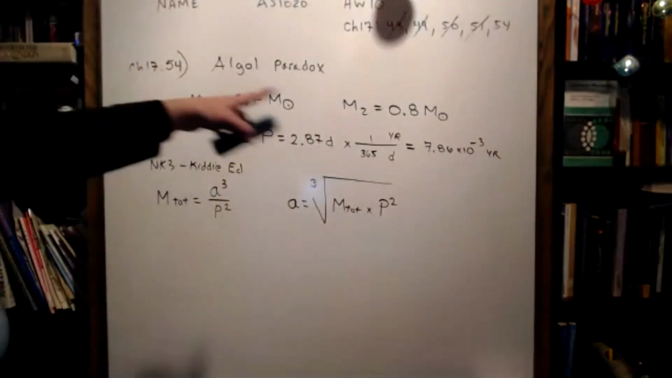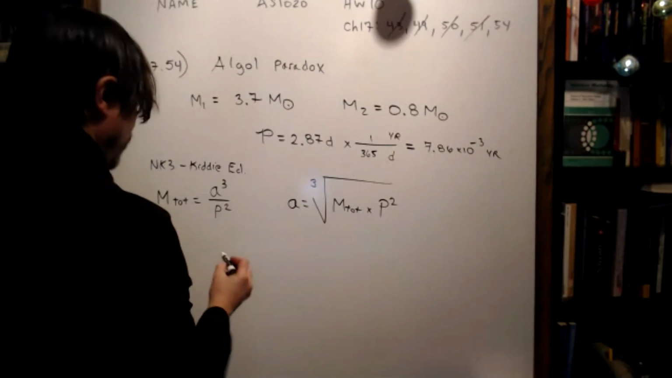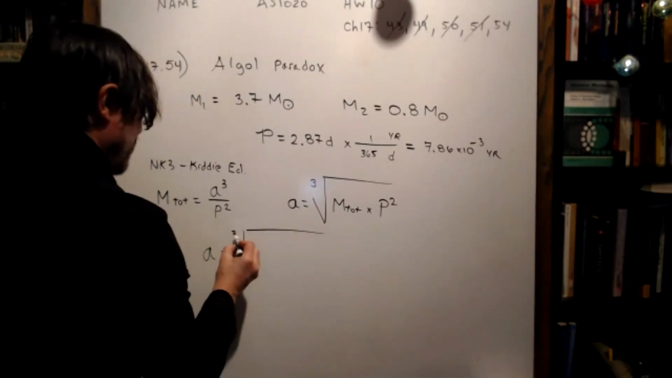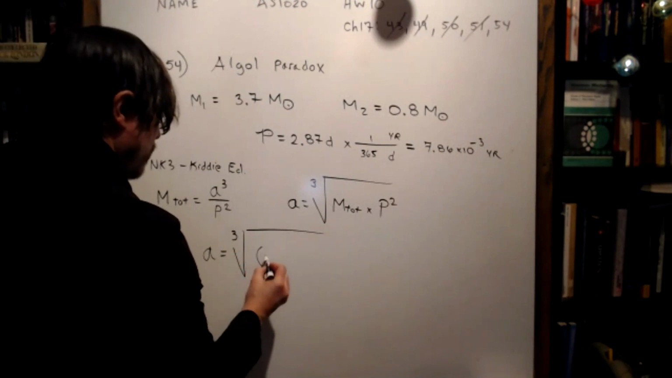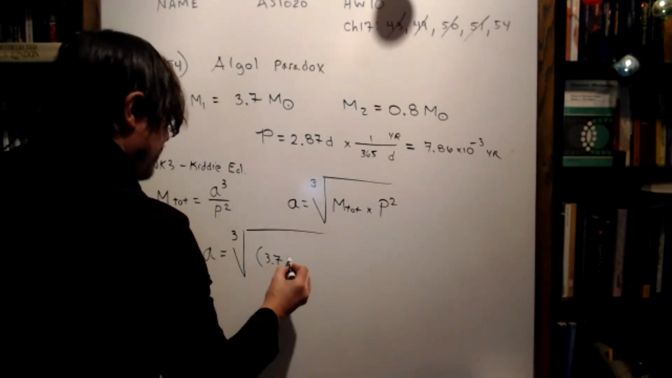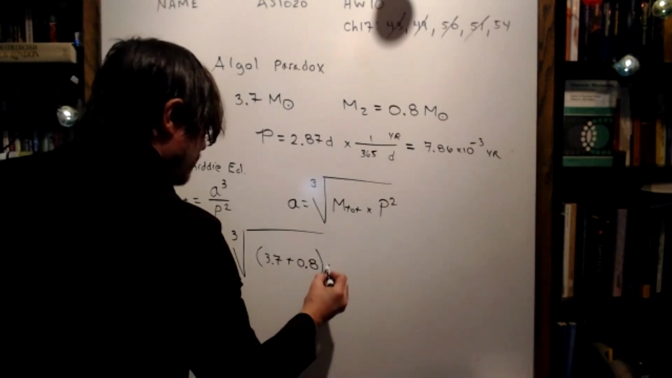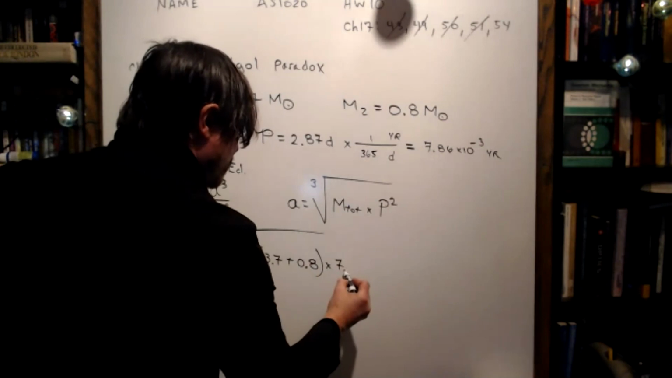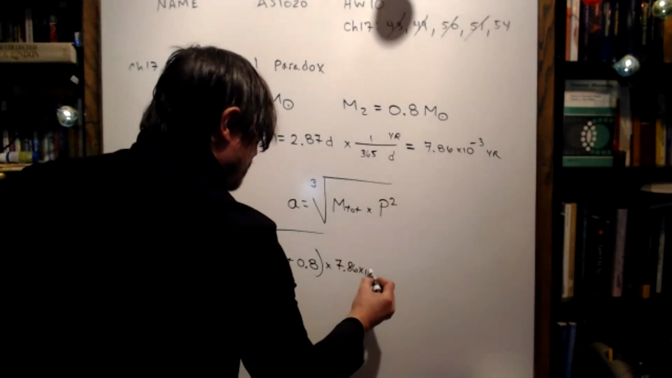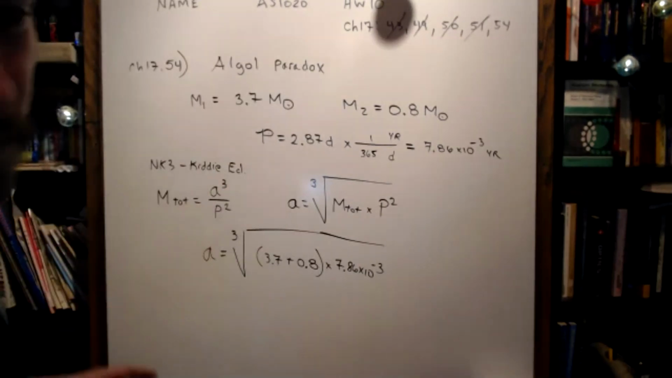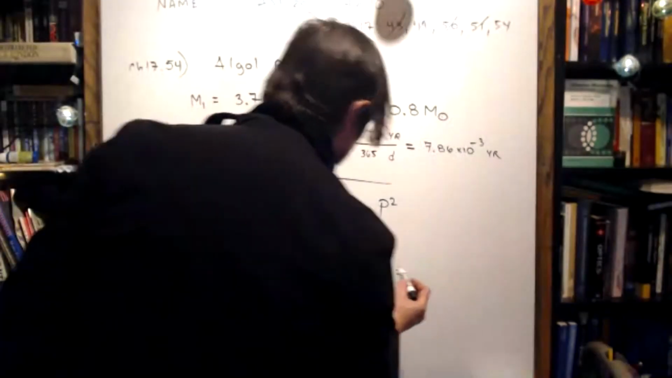Okay. Here, so a is just going to equal the cube root of 3.7 plus 0.8 times 7.86 times 10 to the -3. And I'm leaving the units off because this is a magical formula that just kind of works out to be an AU.